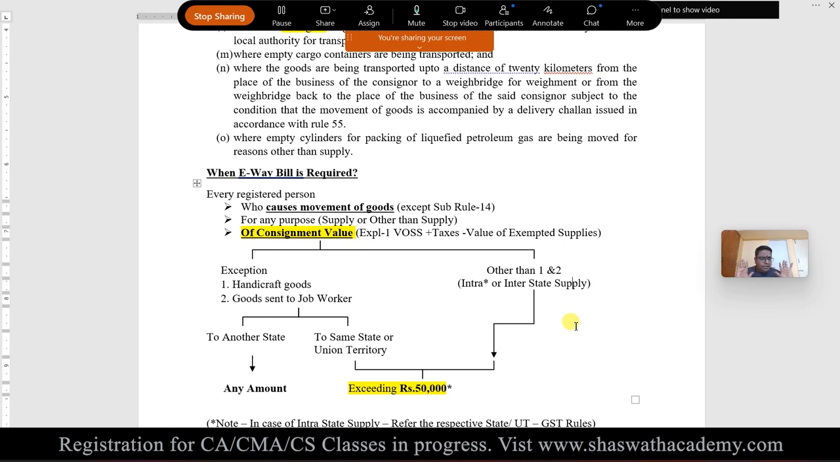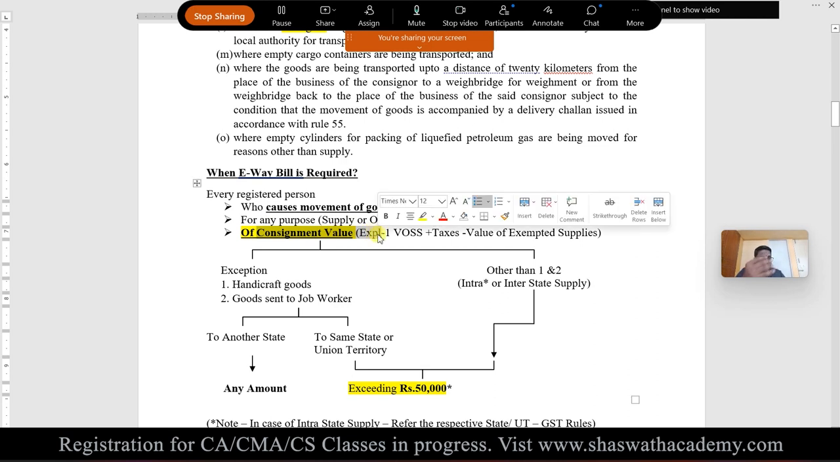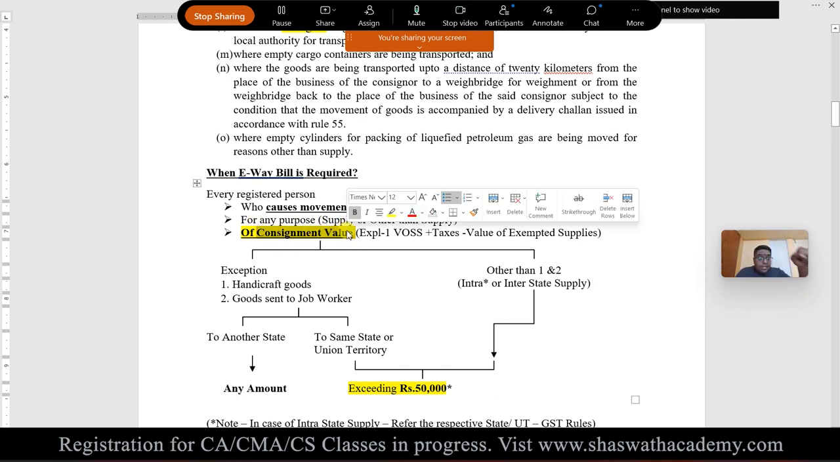Apparent mistake on record. Glaring on record. And some of them are one step ahead. They are writing, if the value of supply is more than 50,000, gone. Answer is gone. Because the key word we expect is consignment. And you have to work out and show me the consignment value.